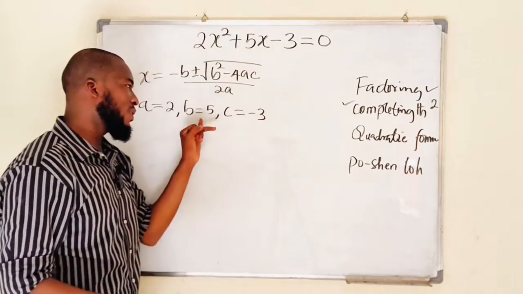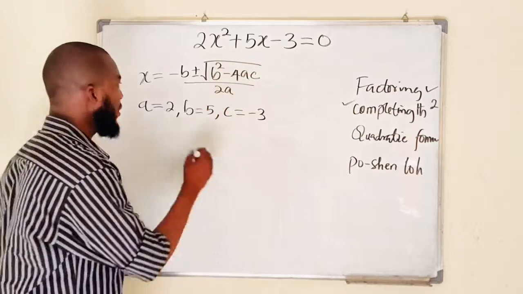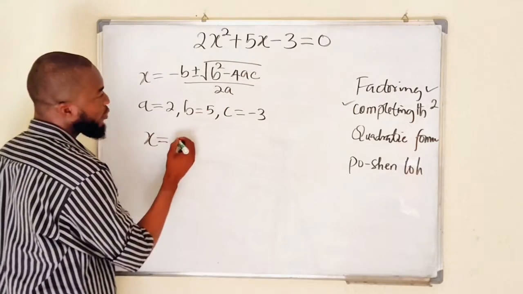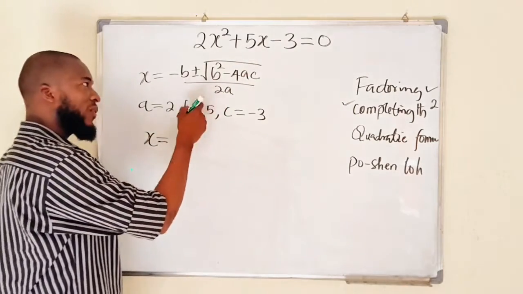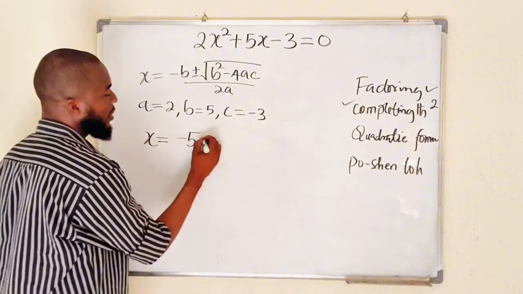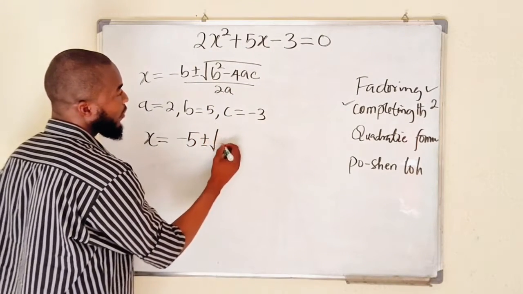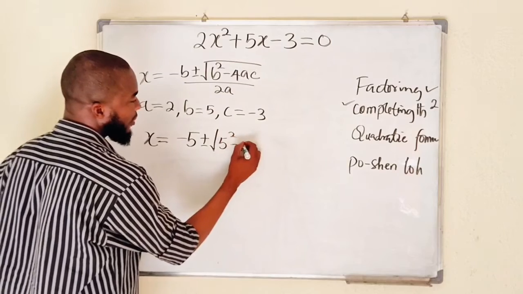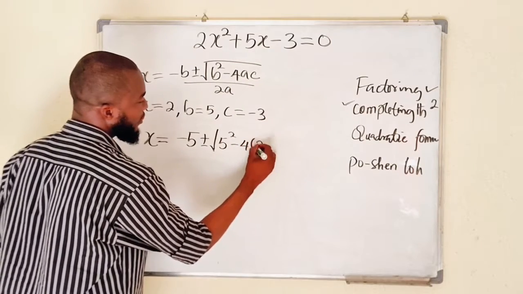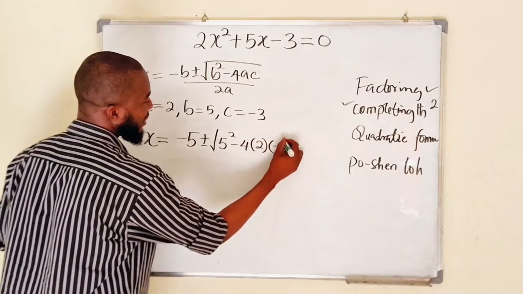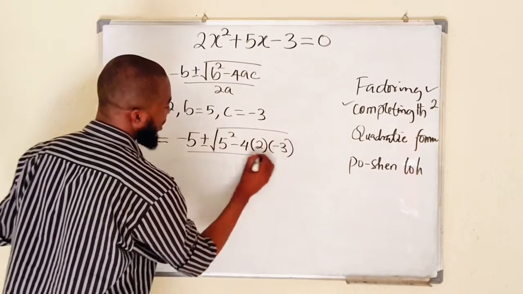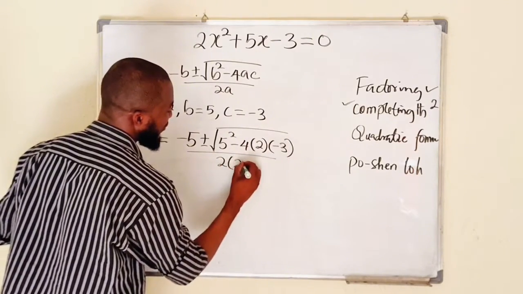All we have to do is to take all of this and plug them here. So x will be equal to minus b. B is 5, minus 5, right? Minus 5 plus or minus square root of b squared, that is 5 squared, minus 4 times a, which is 2, times c, which is negative 3. Divide by 2 times a, which is 2.